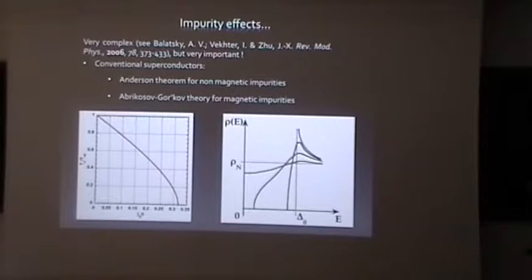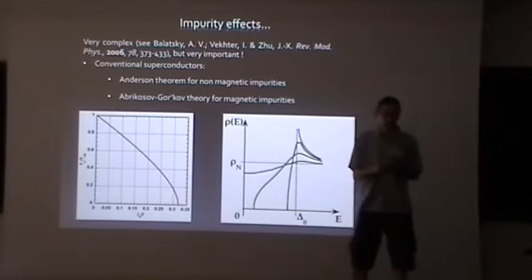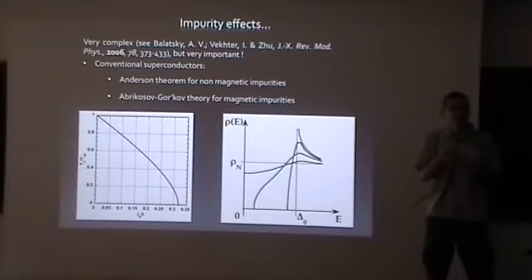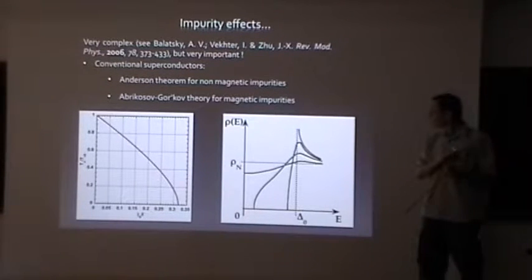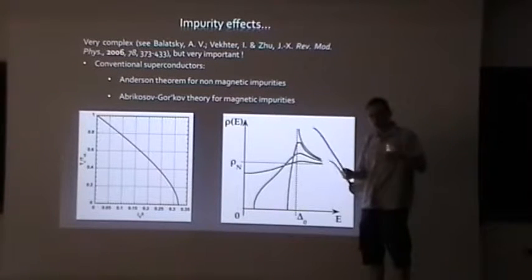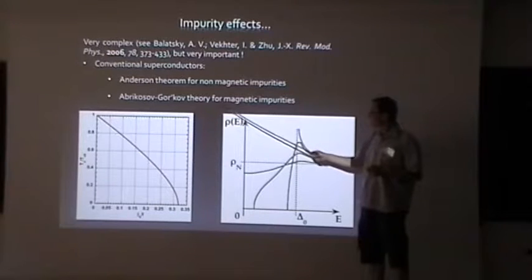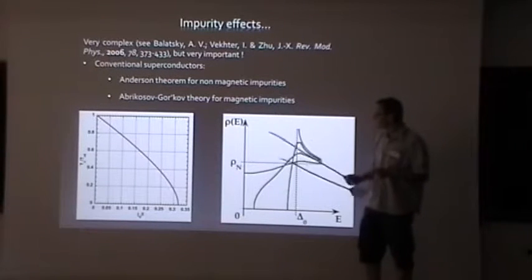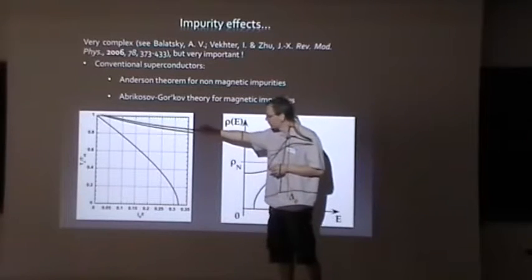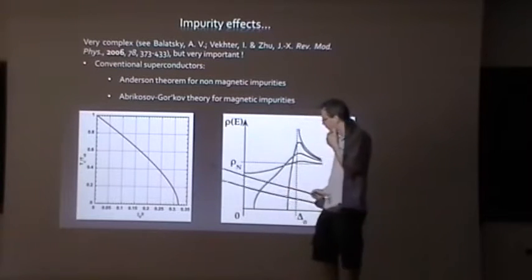First, as a reminder, impurity scattering for conventional superconductors. There are two types of impurities. Either you have non-magnetic impurities, and you have the Anderson theorem, which tells you basically that there is no effect of non-magnetic impurities. TC doesn't change, except, Anderson said, that you get some isotropization of the gap. So this is quite important for your multigap. Then the second point is that if you have magnetic impurities, then it's the Abrikosov-Gorkov theory, and you all know that TC will drop very fast. Typically, when the mean free path is of the order of the coherence length, TC is zero.